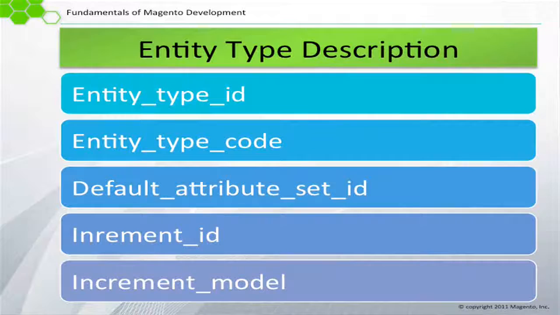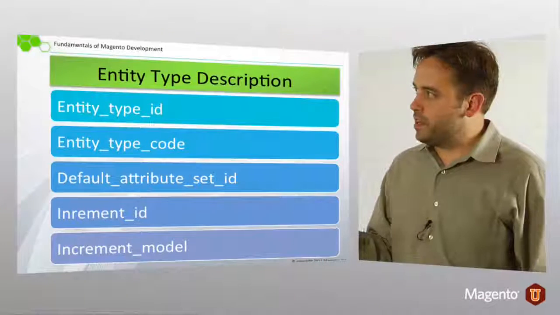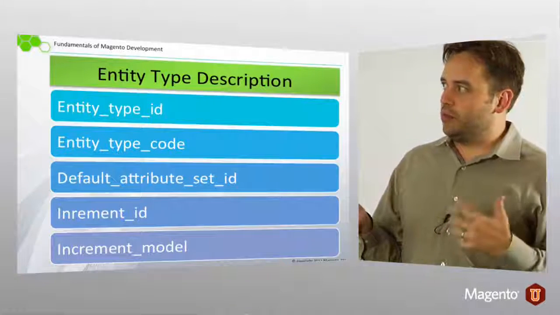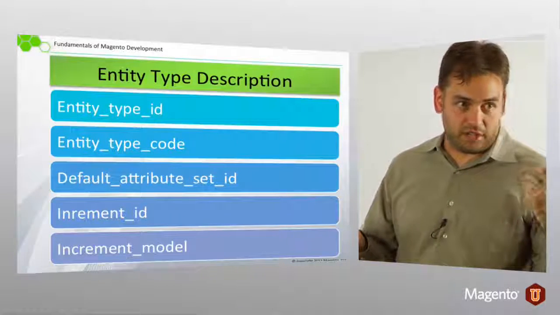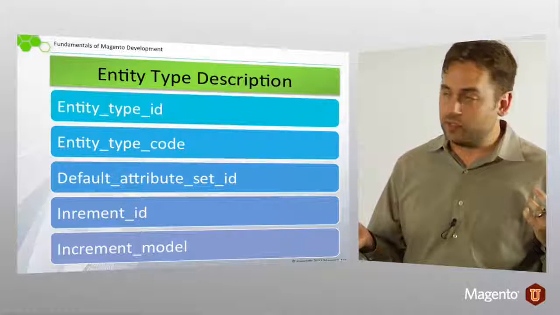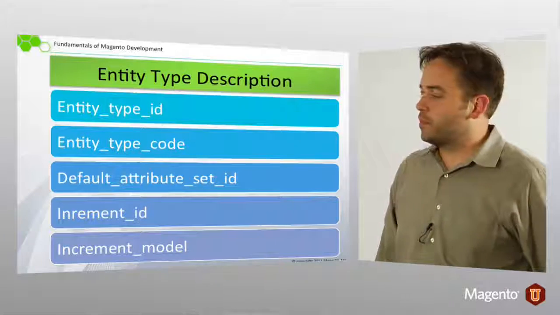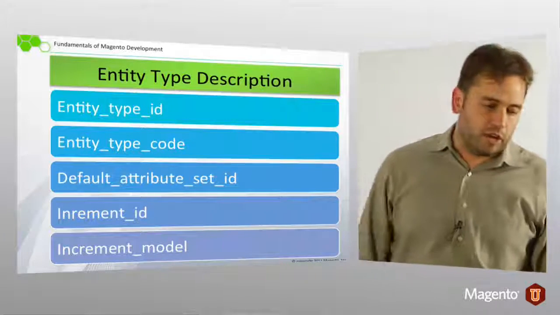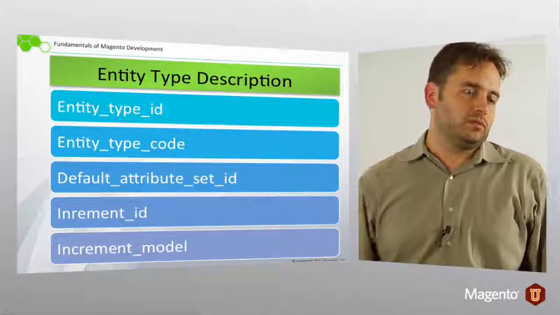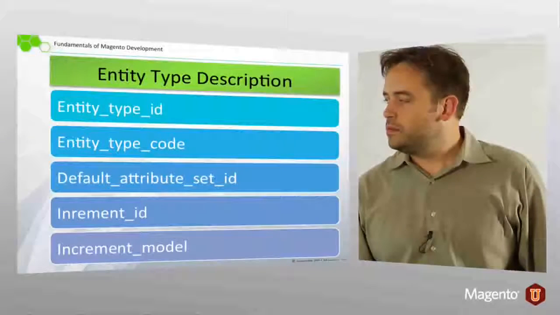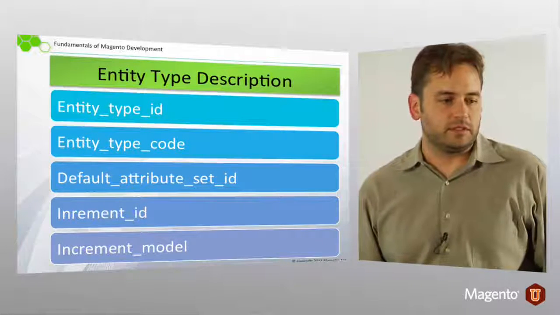And then abruptly shifting gears, jumping the gun. So the entity type table, the EAV entity type table, we get our primary key, and then we get a code that we use as an identifier, and this we'll actually use in upgrade scripts. We can specify a default attribute set, the current increment ID and a specific increment model. I don't think we'll have time to do that.